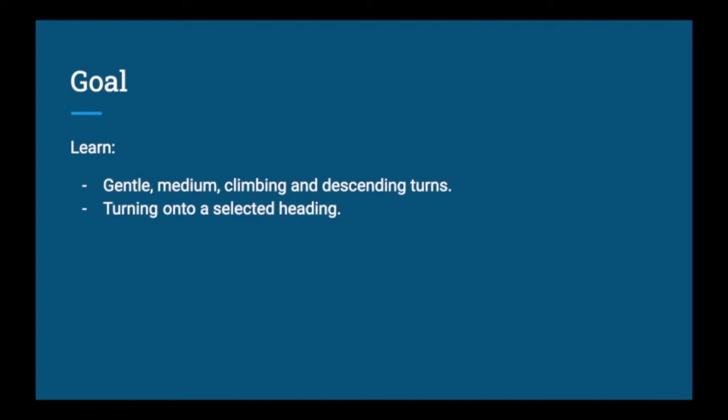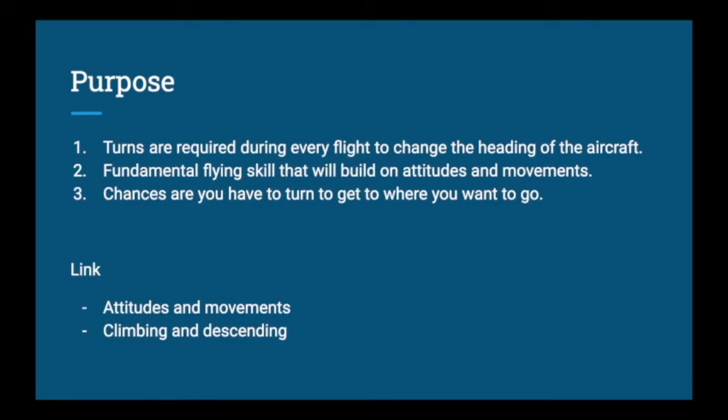So the goal of this lesson is to learn how to execute gentle and medium turns, climbing and descending turns, as well as rolling out on a specific heading. The purpose of the lesson, obviously, is that this is required on every flight. You're going to have to turn to get where you're going, so we want to be able to do that safely. We also want to be able to roll out on your heading so we're not constantly banking back and forth. It'll build on the previous lessons, attitudes and movements, climbing and descending.